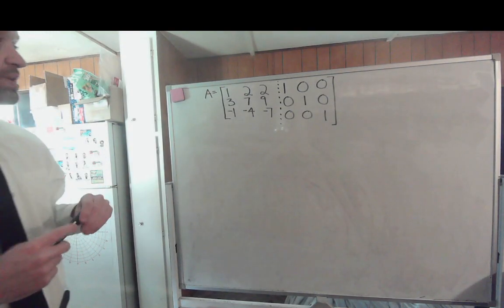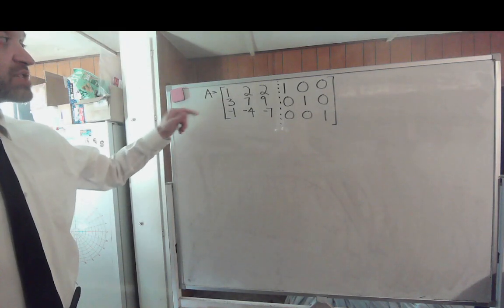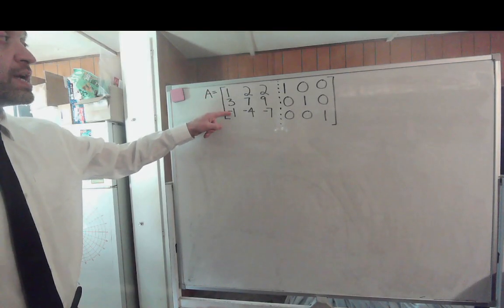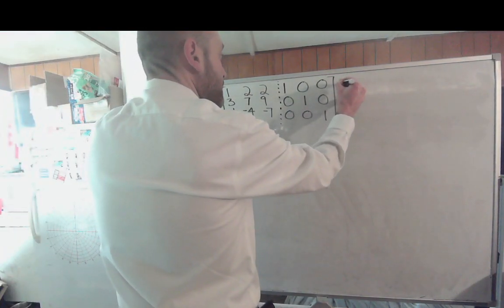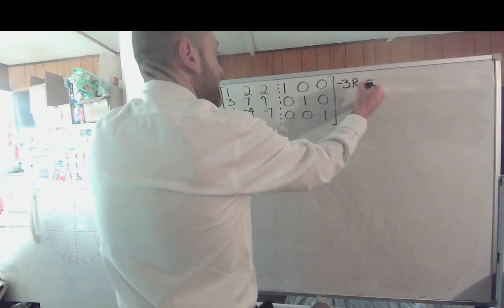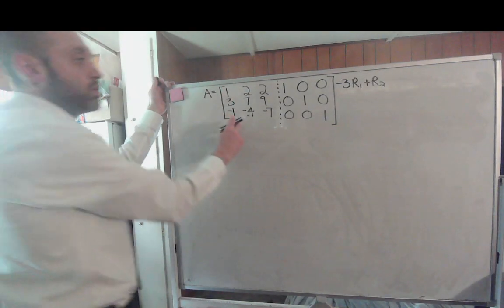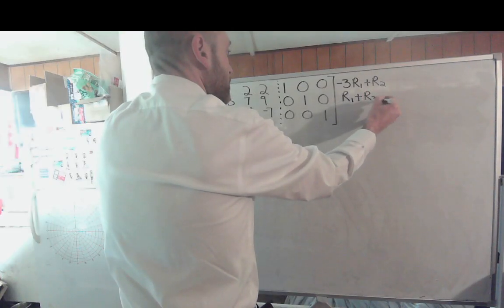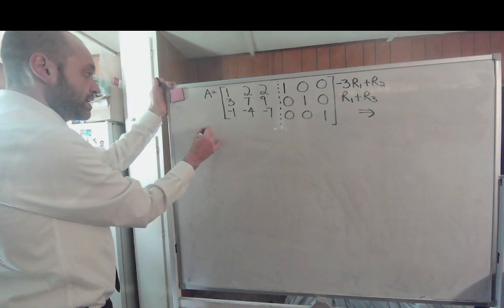So first thing we need to do, I would suggest we make the first digits in rows 2 and 3 both a 0. If I take negative 3 times row 1 and add that to row 2, and then if I just simply take row 1 and add that to row 3, I can make that first digit in each of those rows become a 0. So let's go ahead and see what we get here.